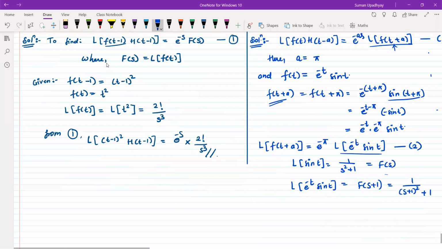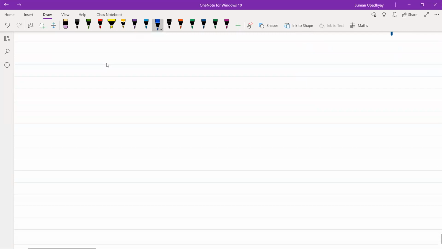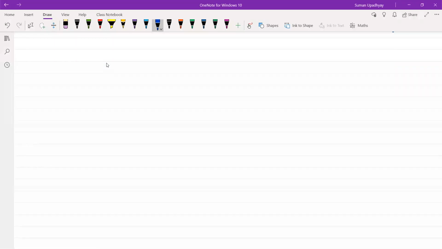So I think initially, f of t, I should have replaced t with t plus a. Okay, one last question we'll take on this Heaviside unit step function.